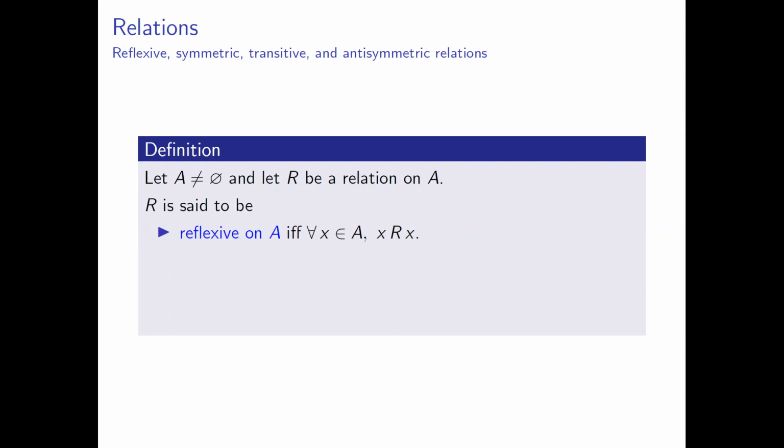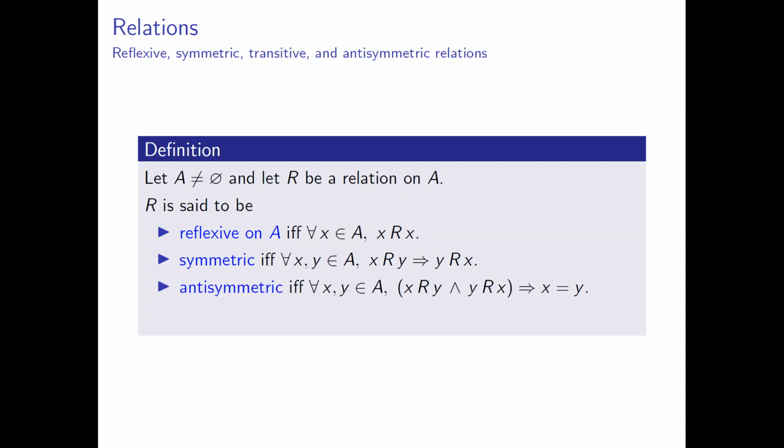R is said to be reflexive on A if and only if for any element x in A, x is related to itself under R. R is symmetric if and only if for any elements x and y in A, if x is related to y, then y is related to x.